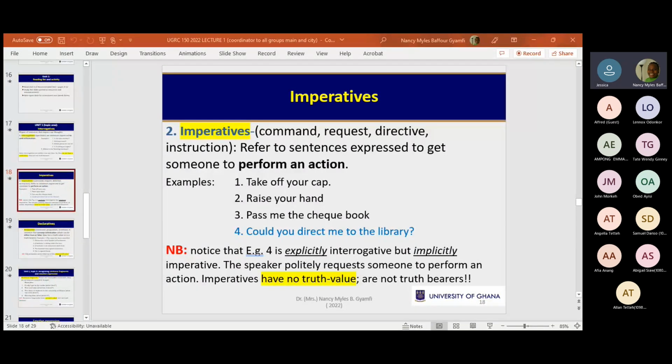Take the food for me. Can it be an example? Very good. Take the food for me. Did you see the tap? Did you see the door open? That did you see the door open can be a genuine question. It could also be an imperative.